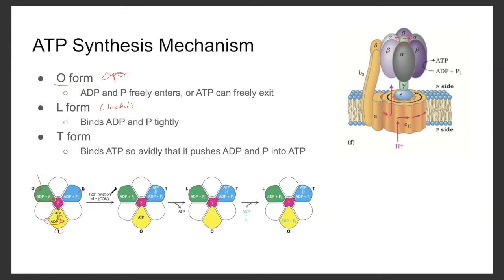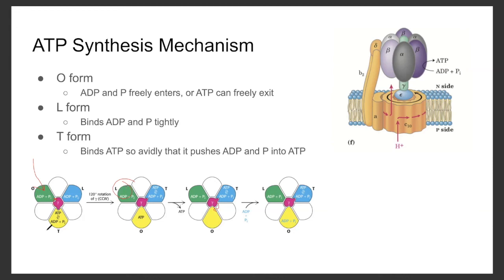So let's imagine that we are an ADP and ATP on this configuration. Let's clear my drawings real quick. And let's just say that we are an open ADP. Initially, the ADP and P will enter the O state. Then the gamma subunit will rotate, and now we're in the locked phase. So now the ADP and P that just entered are stuck in place in there. Then the gamma subunit is going to rotate and rotate again until eventually this L phase becomes a T.